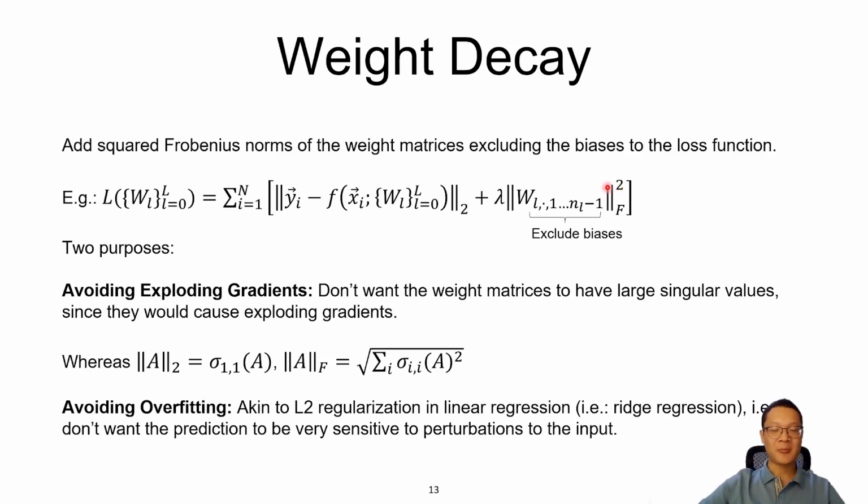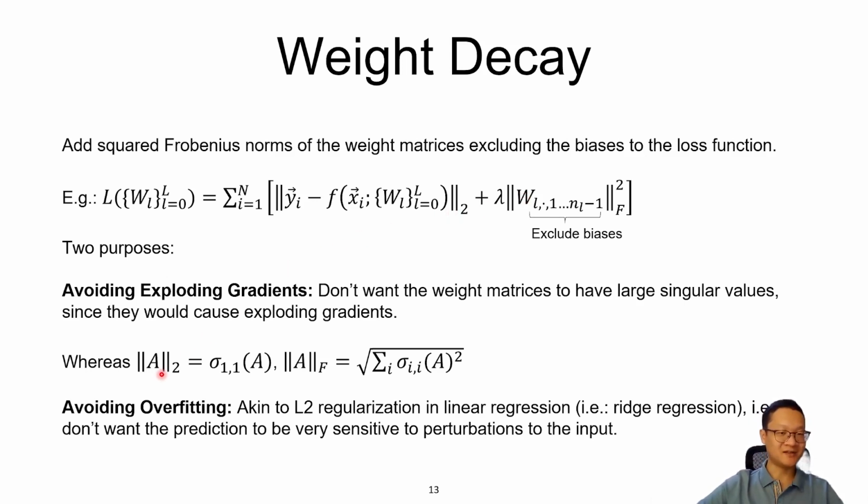So this will actually avoid exploding gradients because we're limiting the size of the elements of W. And that will reduce the chance that W will have large singular values.